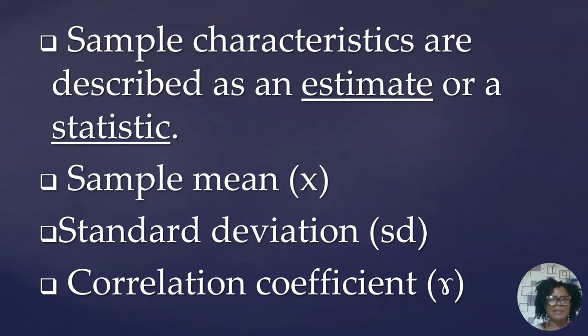So now we want to look at sample characteristics. Sample characteristics are described as an estimate, against a population described as a parameter. And the sample estimate can also be known as a statistic. A sample mean is denoted by X with a bar on top. The standard deviation is SD. Then we also have the correlation coefficient as we have there.